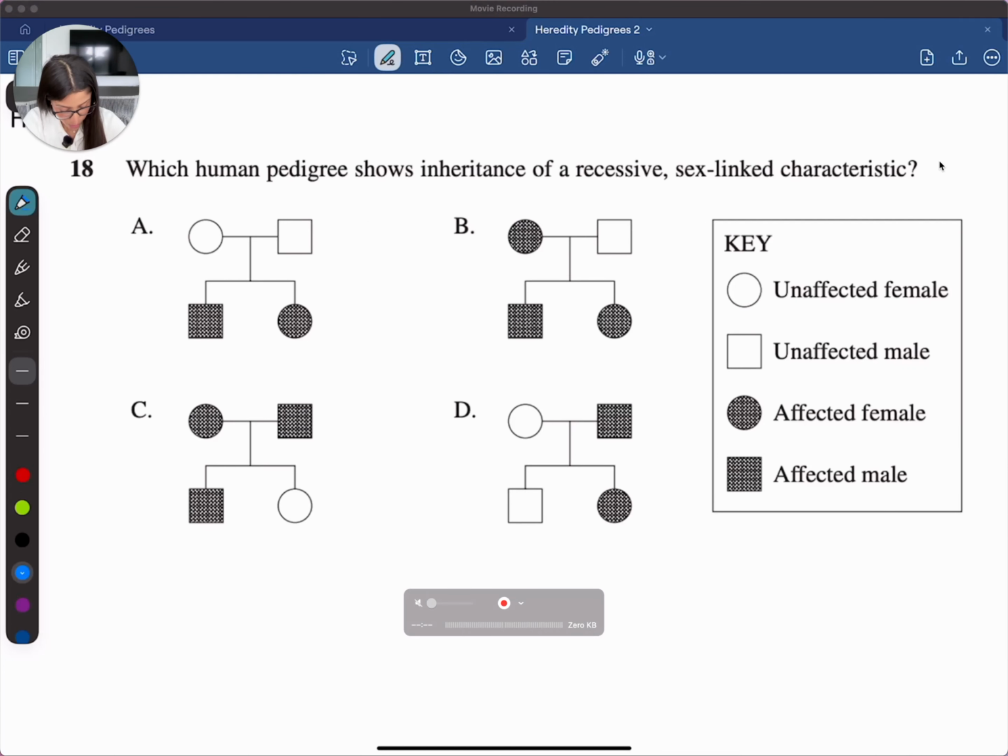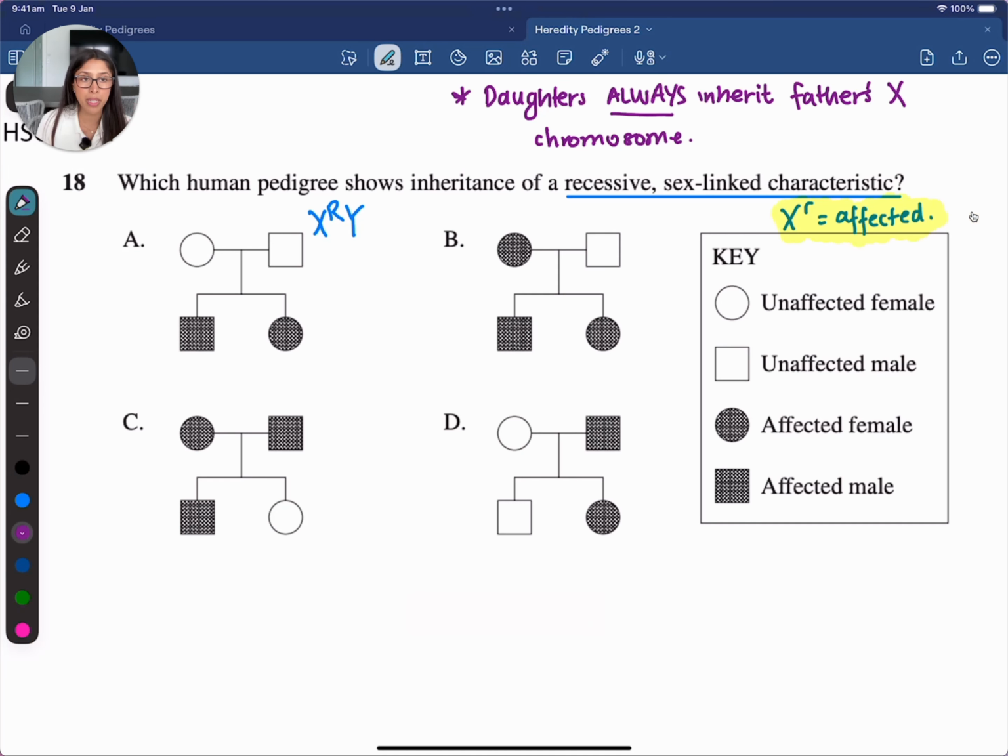Here we've got a father that is unaffected. So capital R and Y. Now, a big giveaway sign is that daughters will always inherit the father's X chromosome. So no matter what, this daughter would definitely need to have the X with the capital R coming from the father in her genotype.